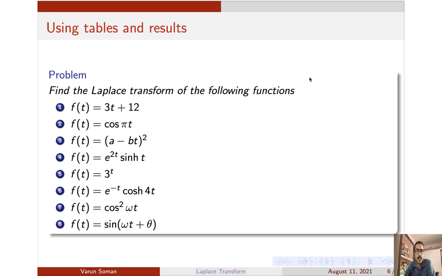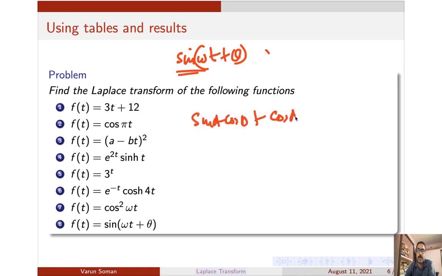Again, one more question: sine of omega t plus theta. Here omega and theta are constants. What will you do? I need to find the transform of sine of omega t plus theta. How will you find it? We go for the basic instinct and apply the direct definition. What is sine of omega t plus theta? Sine of a plus b is sine a cos b plus cos a sine b. So it is simply sine omega t cos theta plus cos omega t sine theta.